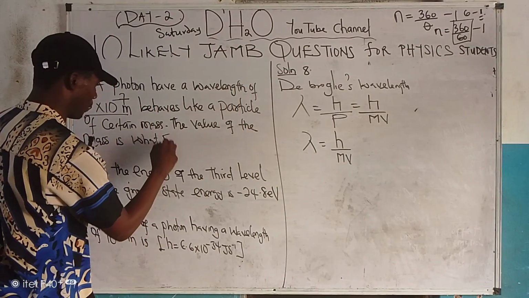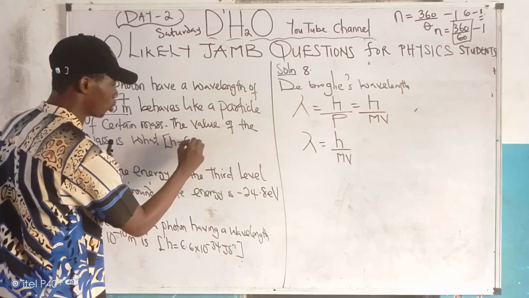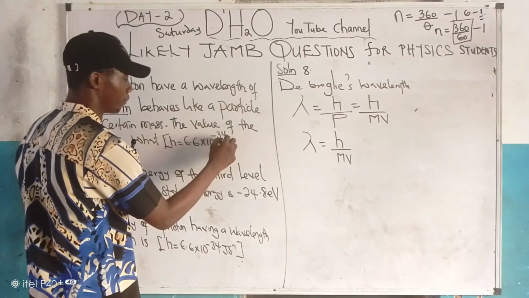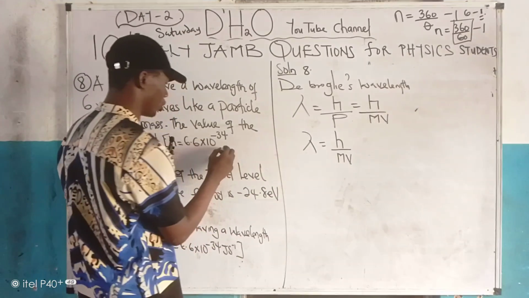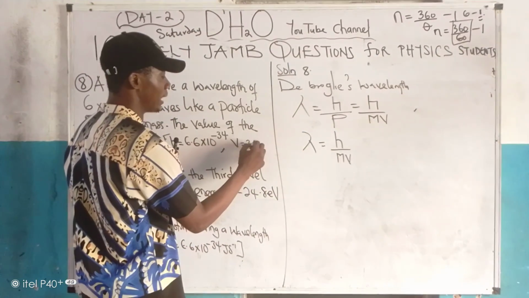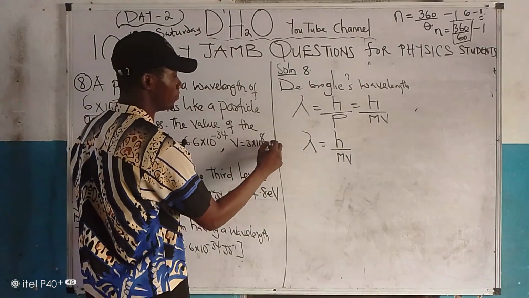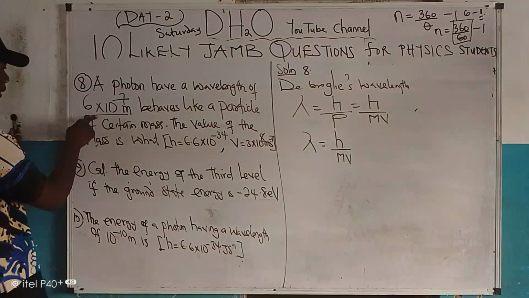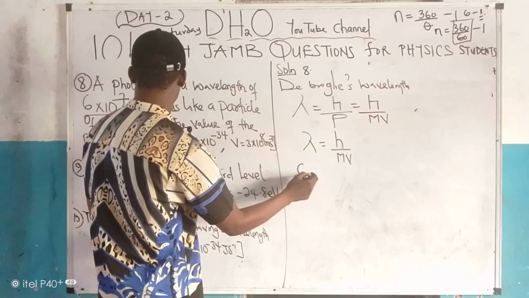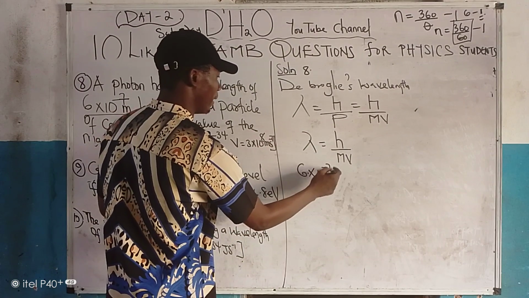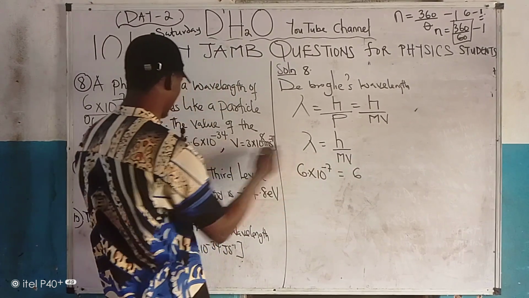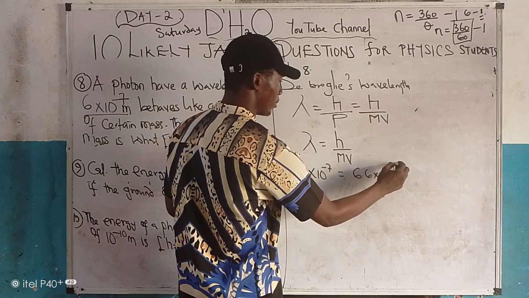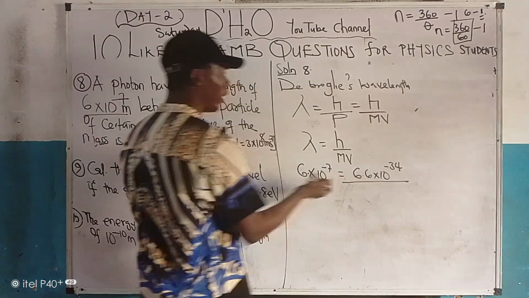Remember our Planck constant, you're supposed to know it by now, 6.6 times 10 raised to the power minus 34. And your speed is the speed of photon, speed of light, 3 times 10 raised to the power of 8 meters per second. So our variables are complete. Now what is the wavelength? See it: 6 times 10 raised to the power minus 7 equals Planck constant, 6.6 times 10 raised to the power minus 34, all over, we are looking for the mass.